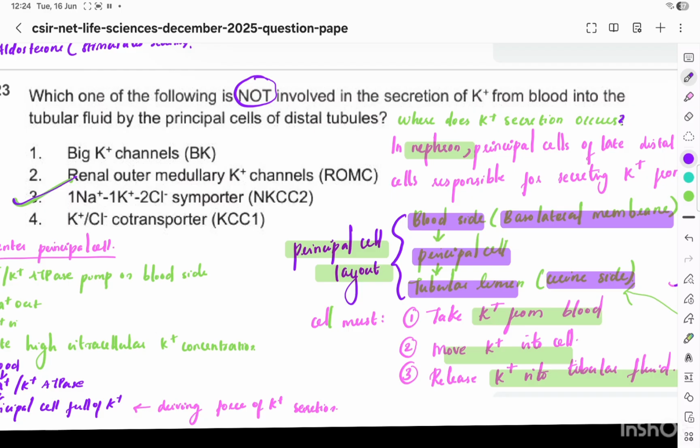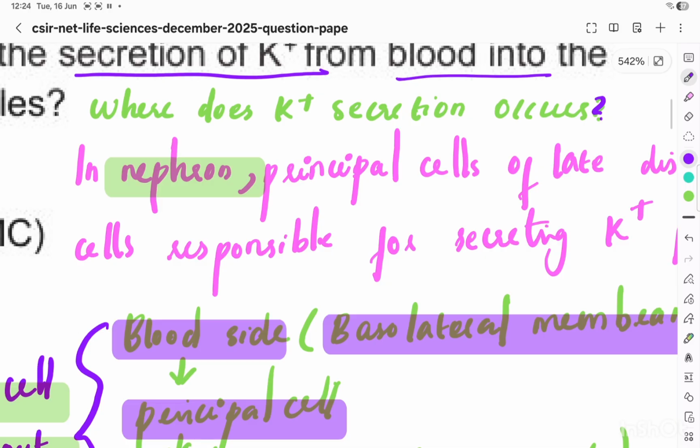Okay, we have to go into much more detail on this question to understand what it demands, and if the question is repeated in other examinations, it will be easy for us. The question is asking about secretion of K+ from blood into the tubular fluid by the principal cell of the distal tubule, and which is not involved. For that we first have to check where this K+ secretion occurs.